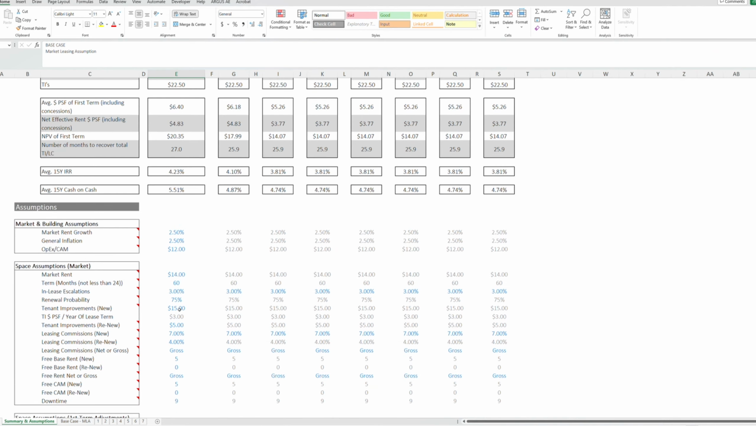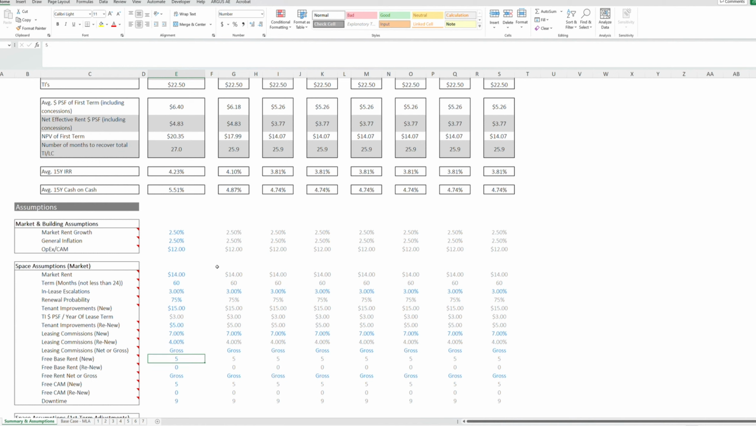In this particular case, I'm just saying $14 a square foot in rent. The average term that I think I'm going to sign a lease for is 60 months. There's going to be 3% escalations. There's a 75% renewal probability. I'm going to spend on average $15 a square foot for new tenants, and then an average of $5 a square foot for renewing tenants. I'm going to spend 7% on commissions for new tenants, and this is on the gross. I'm going to spend 4% for renewals.